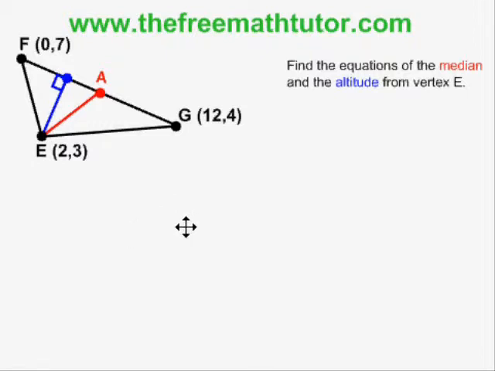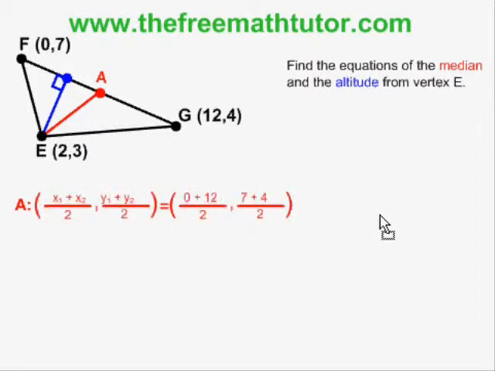The first thing we have to do to find the equation of the median is to find the x and y coordinates of point A. Since point A has to be the midpoint of side FG, we're using the midpoint formula. As I fill in the midpoint formula with the x and y coordinates of points F and G, it will look like this. We end up with 12 halves, 11 halves, or 6, 11 halves. I'm going to label my drawing. The midpoint formula is telling me that the x and y coordinates of point A are 6 and 11 halves.